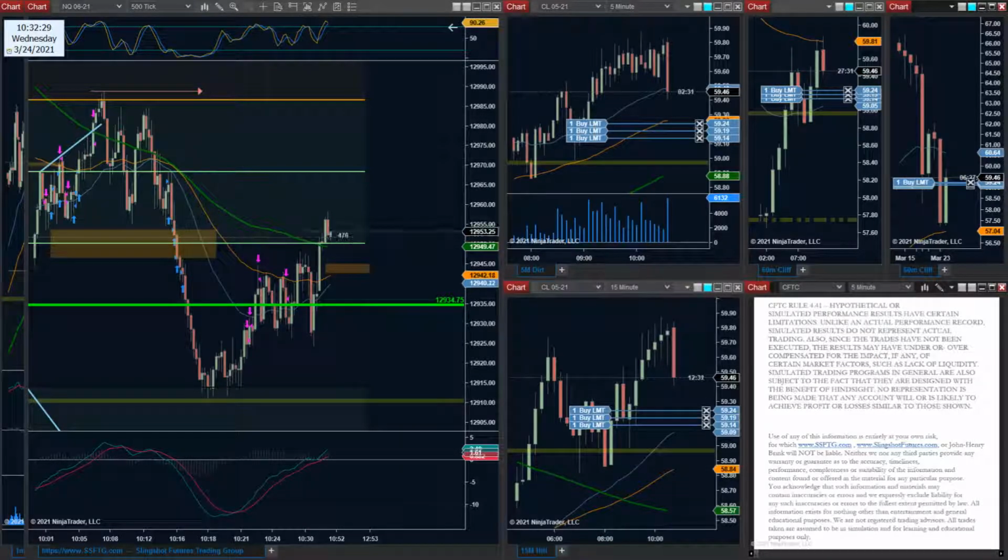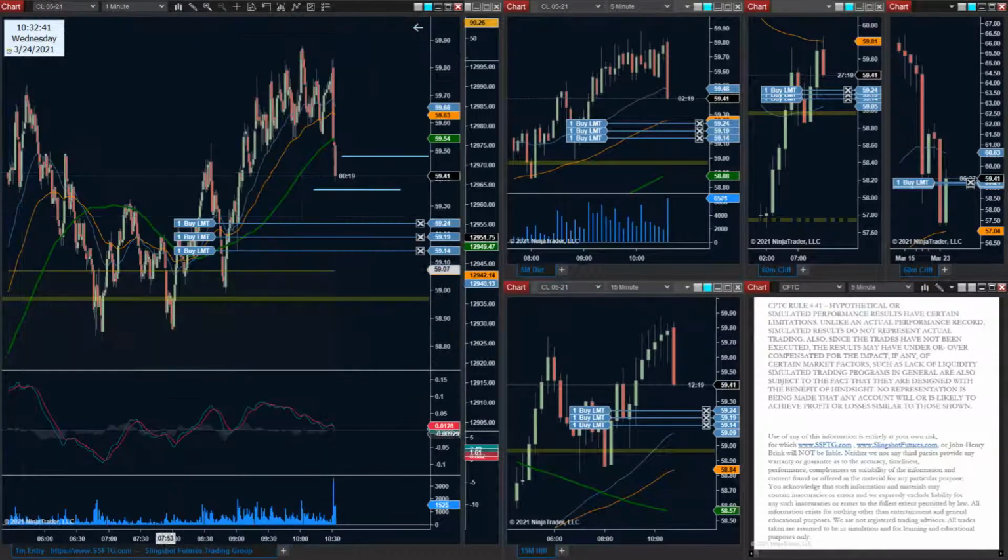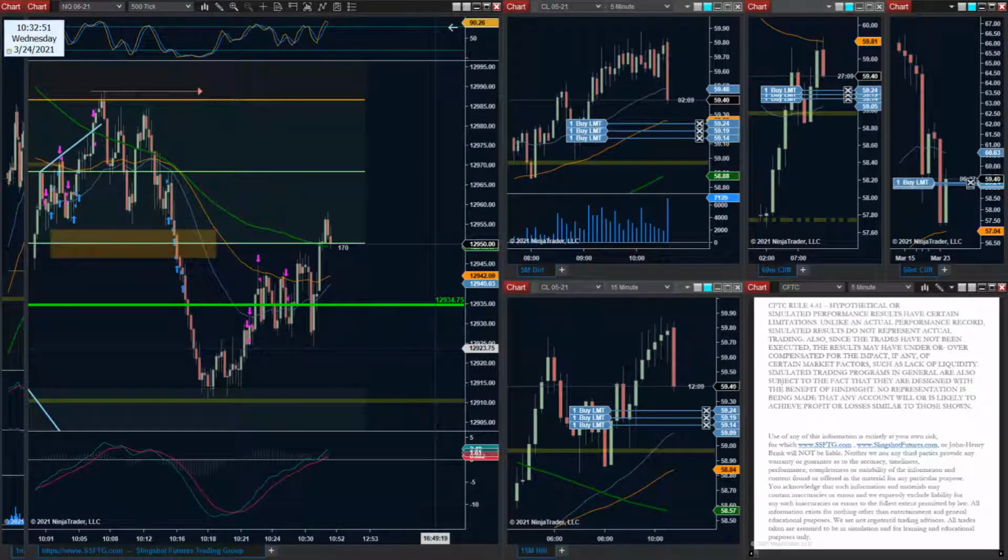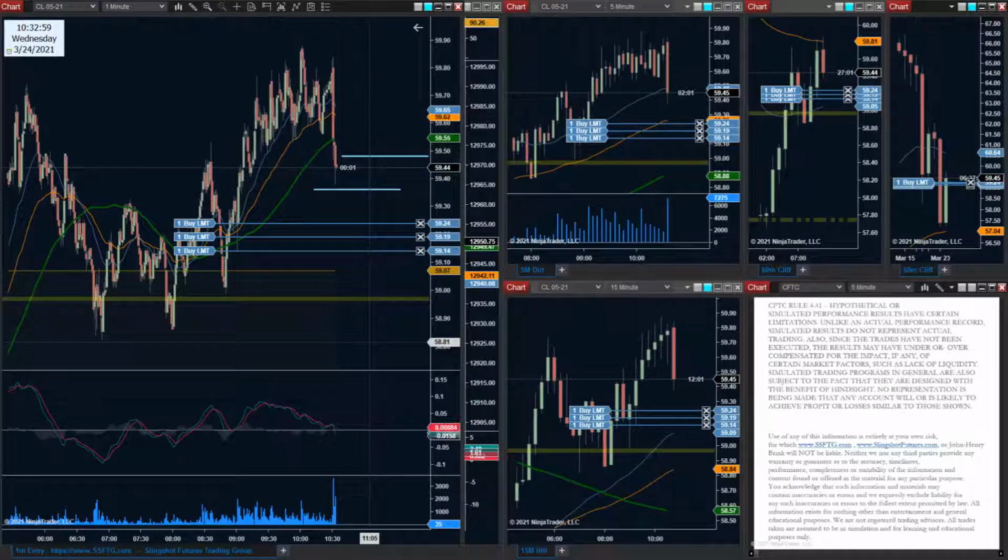Too heavy of a bear bar on the top. I'm not going to be interested in buying the first pullback, though. Those big, heavy bear bars on the highs are the ones that reverse trends. Crude oil's still creeping in. Still not quite far enough.